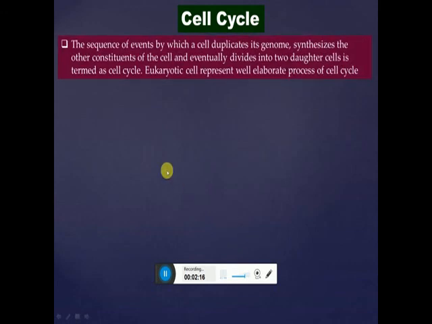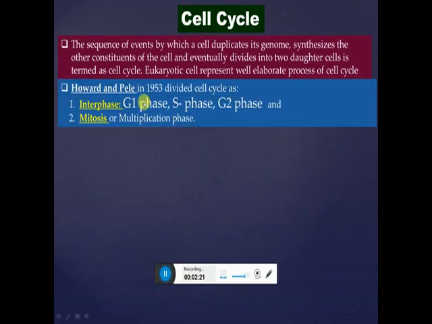We are forwarding toward the cell cycle. अब हम cell cycle देखेंगे. The cell cycle is the sequence of events by which a cell duplicates its genome, synthesizes the other constituents of the cell and eventually divides into two daughter cells. It is termed the cell cycle. Genome means the basic set of chromosomes. It gets duplicated, the cell synthesizes the other constituents and it divides into daughter cells. It is called the cell cycle. So it is the definition of the cell cycle.